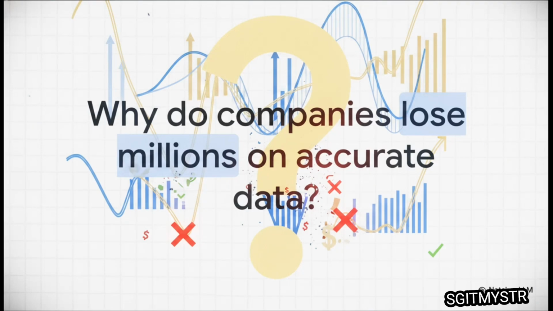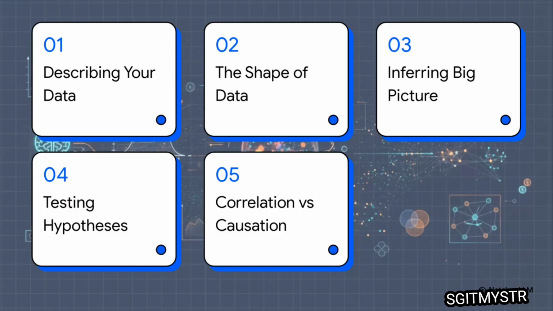Now, think about this for a second. Why do massive companies, with all their resources, still lose millions of dollars acting on data that is technically 100% mathematically accurate? Well, the answer comes down to this fatal gap between doing the math right and interpreting the business reality wrong. Because numbers don't lie, but man, they can seriously mislead you if you don't know exactly what you're looking at. So to close that gap, here is our roadmap for today.